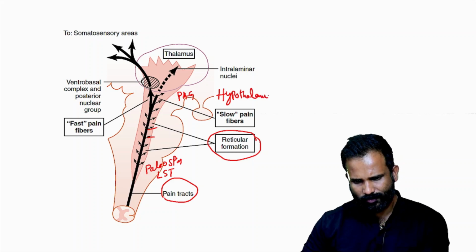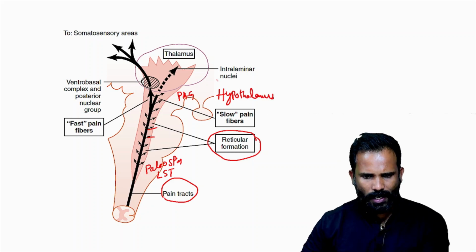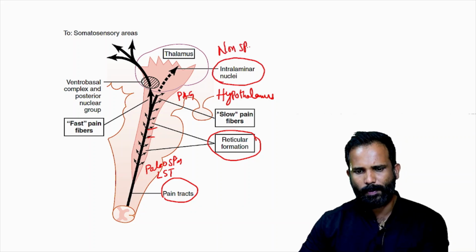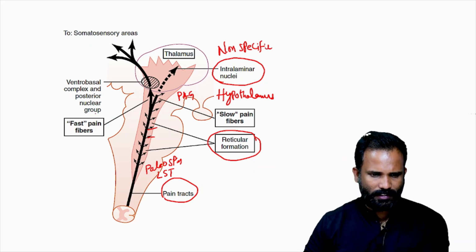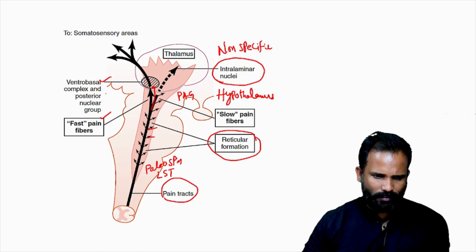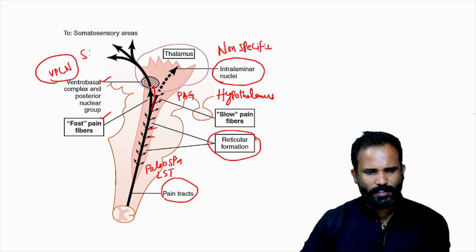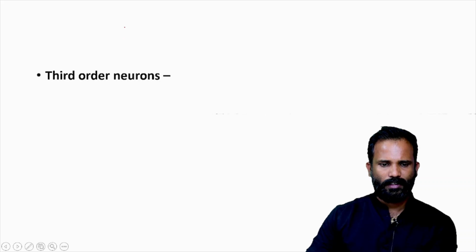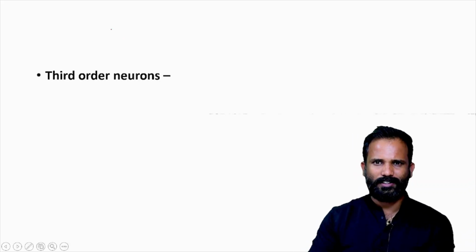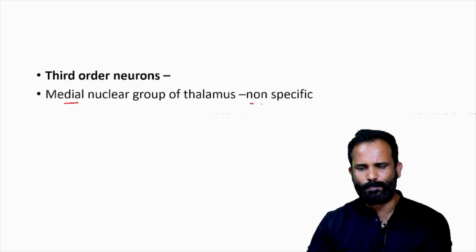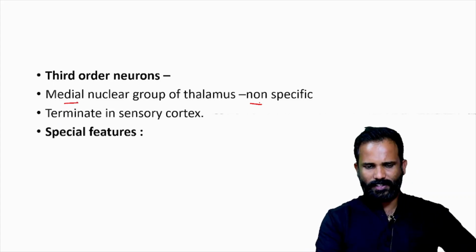And the third order neurons will start from the intralaminar nuclei of the thalamus, which are non-specific. So slow pain is non-specific. If you see the fast pain fibers, without giving any collaterals they go to the ventrobasal complex. We call that the ventroposterolateral nucleus of the thalamus, which is specific, and it goes to the somatosensory areas. And the third order neurons, as we said, start from the medial nuclear group of thalamus, which are non-specific, and they terminate in the sensory cortex.